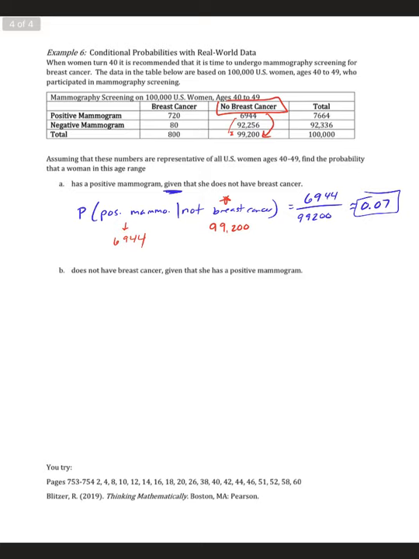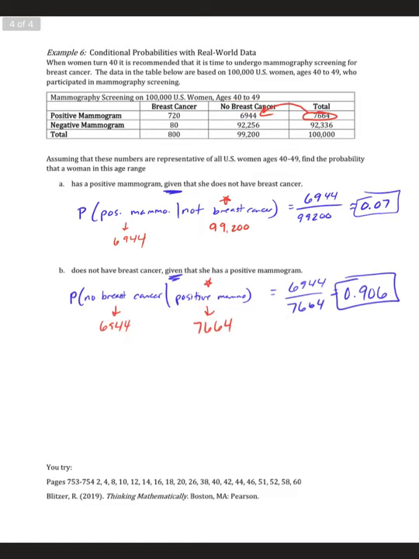So now what I would like you to do, I want you to pause the video and try example B. So go ahead, pause it and try B out, and then when you're ready and you have an answer, unpause the video and compare it with what I have. Okay, you can see that we want to find the probability that a woman does not have breast cancer given, again, there's that keyword given, that she has a positive mammogram. So we start with the probability of no breast cancer given that she has a positive mammo. Again, always start with event A first.